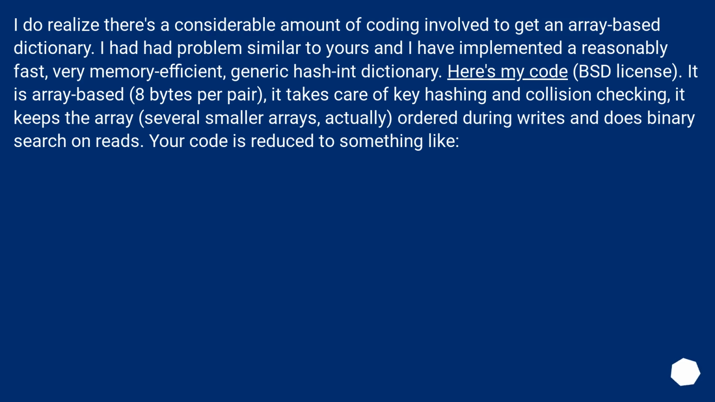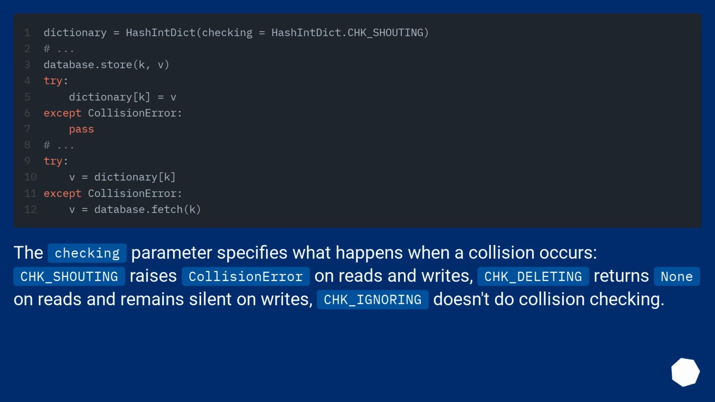Your code is reduced to something like the following. The checking parameter specifies what happens when a collision occurs. _shouting raises collision error on reads and writes. _deleting returns none on reads and remains silent on writes. _ignoring doesn't do collision checking.